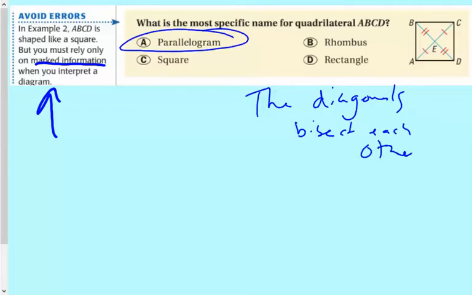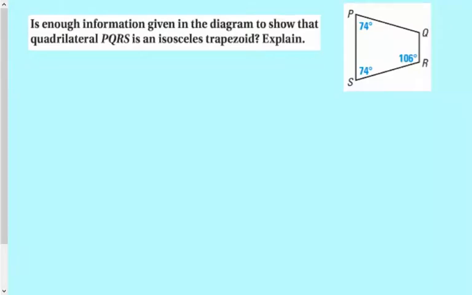And that's what you have to go off. So as I've been saying throughout this chapter, you really have to know these properties inside out. Is there enough information in the diagram to show that the quadrilateral is an isosceles trapezoid? Explain. Well, let's first show that it's a trapezoid. Let's just double check there. Well, the quadrilateral sum for the interior angles has to be 360. And so that makes these parallel, since consecutive interior angles, same side interior angles, are supplementary.